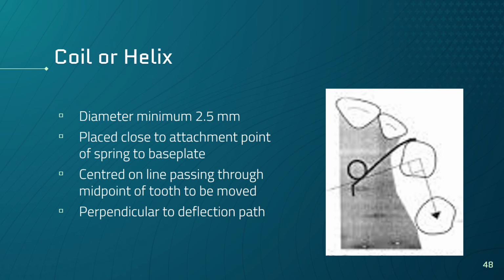Coil or helix. Now, the coil or helix should be of a minimum 2.5 millimeter in diameter, preferably about 3 millimeters. The coil should be placed close to the attachment point of the spring to the base plate. It should be centered on a line passing through the midline of the tooth to be moved, and it should be lying perpendicular. The spring should be perpendicular to the direction of the deflection path.